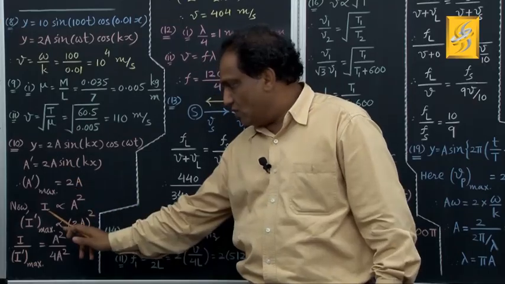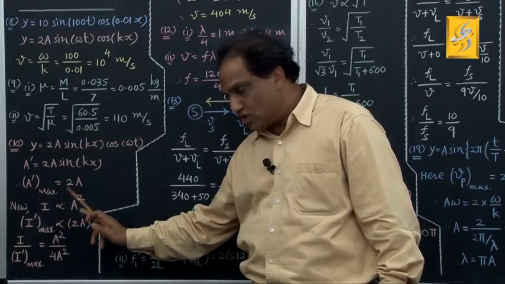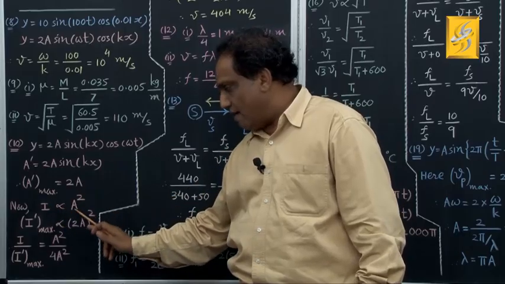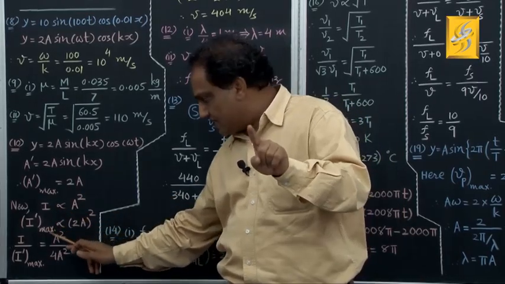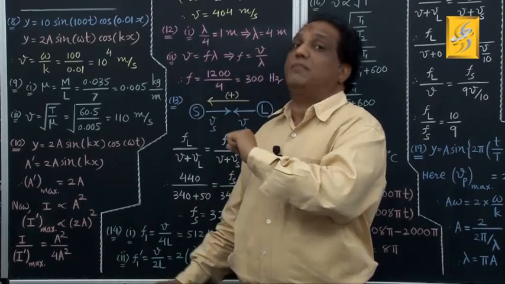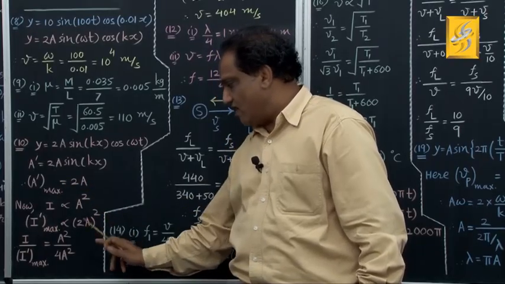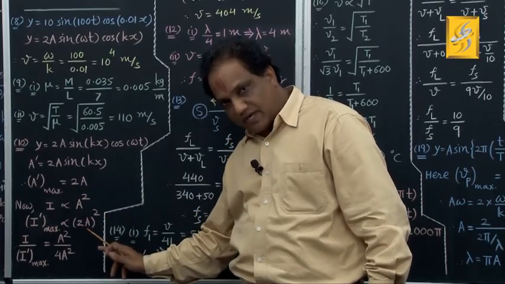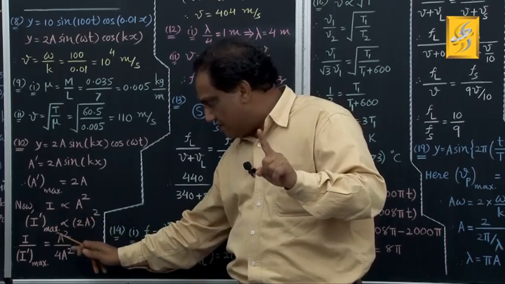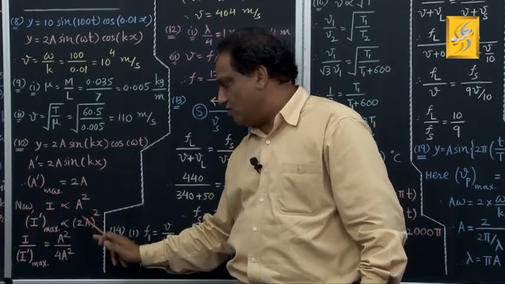Correct? Don't you know this result, intensity of any wave is definitely directly proportional to the square of its amplitude. The way intensity is proportional to the square of amplitude, similarly maximum intensity is directly proportional to the square of maximum amplitude, and that maximum amplitude is 2a. That's why I am writing here square of 2a. I repeat, if intensity is proportional to the square of amplitude, then maximum intensity is proportional to the square of maximum amplitude, which is right now 2a.